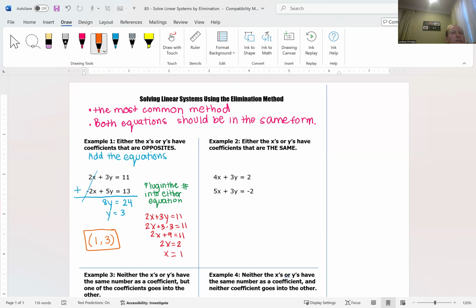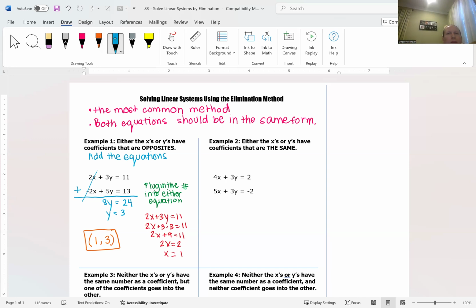And as always, at least mentally plug in that 1 comma 3 for the x and the y in both of your equations and check to make sure it works. Because you should have a pretty good understanding if it's correct or not by plugging in your answer. Okay, so that's the first one. When something is the opposites, just add your two equations.